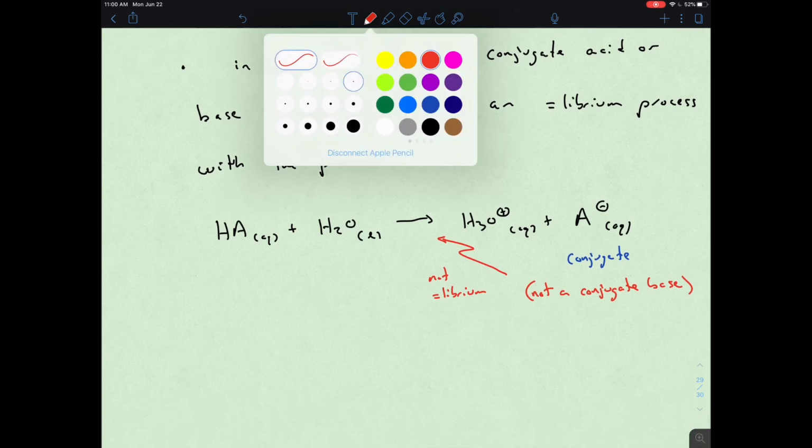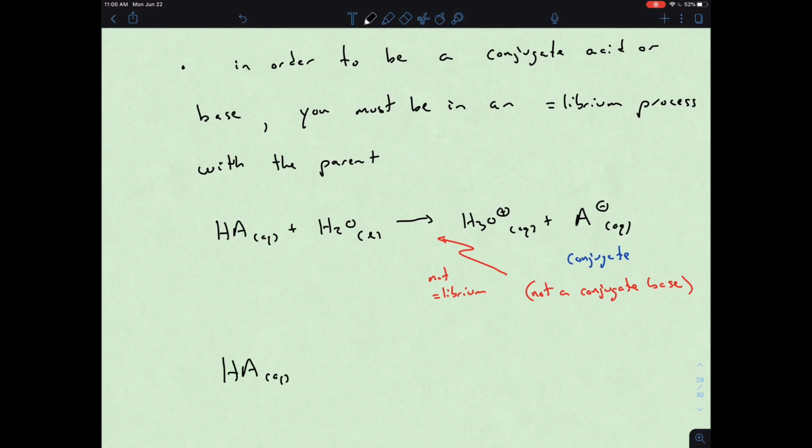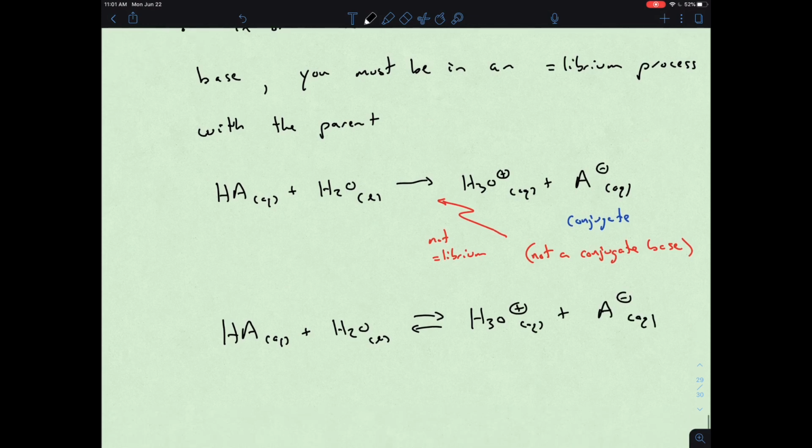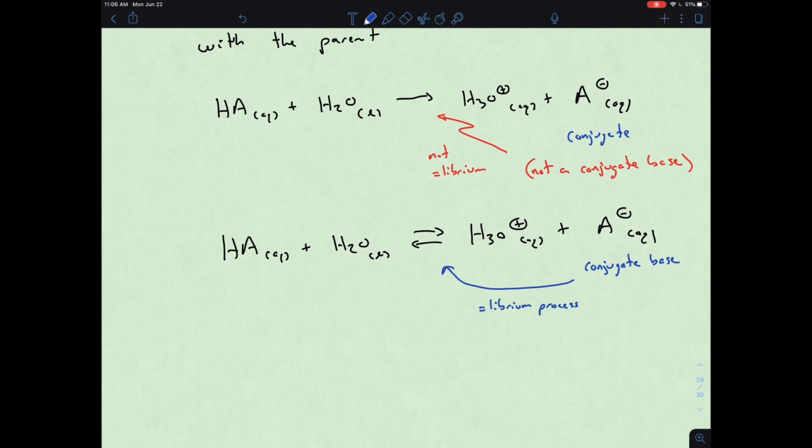However, if we have a general acid, again we'll still call it HA, we're still producing the same general types of products. But now we have a conjugate base, and that's because we have an equilibrium process. So there are conjugates, and then there are conjugate bases, such as we have with our A minus in a general sense. We can say this is for acids.